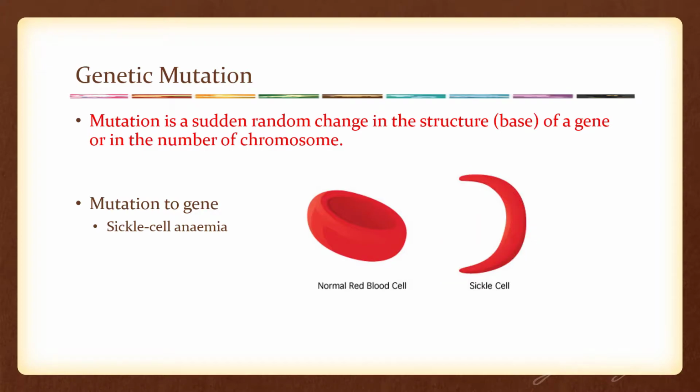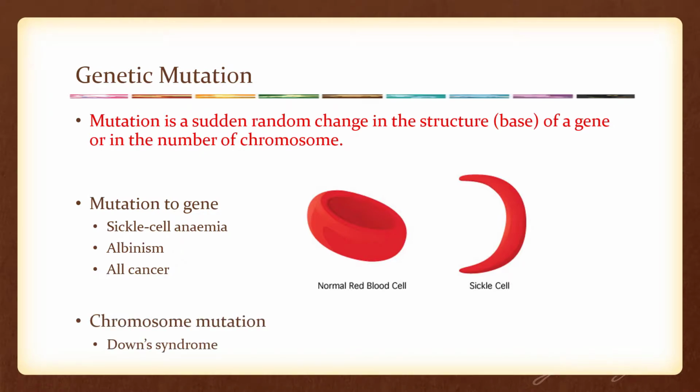Other diseases caused by mutation to genes are like albinism, which causes the cells to be unable to produce the black pigment. In the case of cancer, it is not just a mutation to one single gene. It is many genes, maybe 6 or 7. For an example of mutation to chromosomes, we are going to touch on Down syndrome.